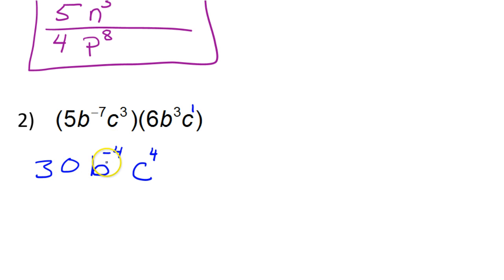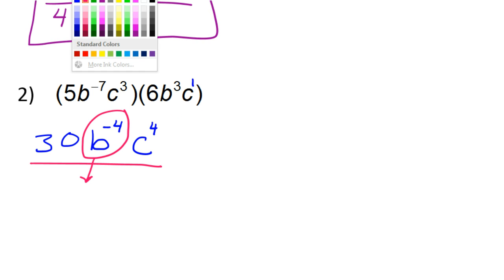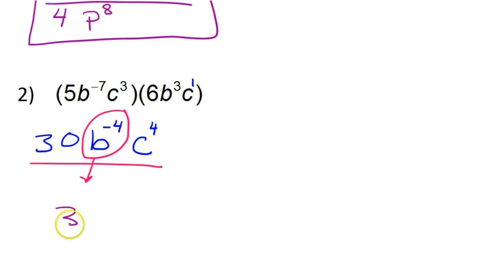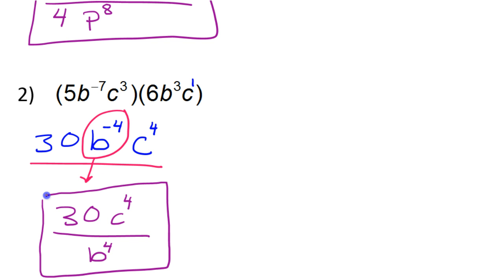Now, like I said before, you have to pay special attention when you have a negative exponent. This is going to move to the other side of this fraction. So there's an understood fraction line right here where everything was in the numerator, but this is just going to drop down to the denominator. That's why in the final answer you're going to have your 30 and your c to the 4th power that did not move, and then over b to the 4th power because it drops down. So this is your final answer for number 2.